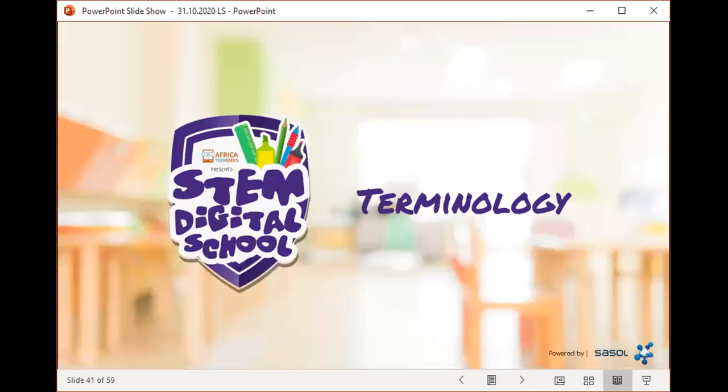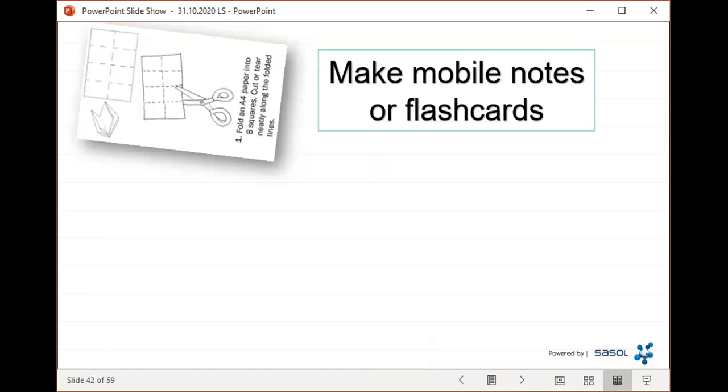Right, now we can move on to the terminology that we have covered in this topic. Again, guys, make mobile notes or flashcards with regards to terminology of every topic. It will also help you to master this topic and make you mobile in your studying.